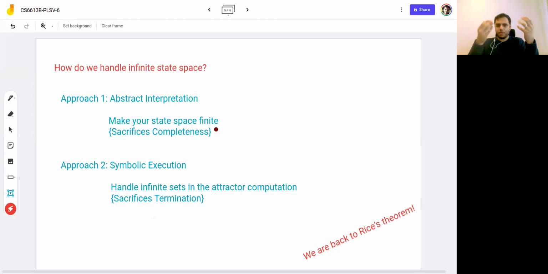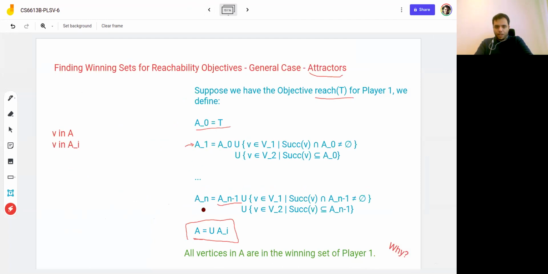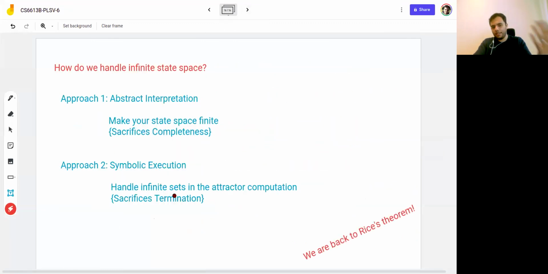The second approach, which doesn't do this, is to handle infinite sets. We were computing these sets, A0, A1, A2, and so on. Instead of concretely computing every item in these sets, we can define each of these sets by some symbolic computation. For example, I can say that A1 is the set of all states where I'm at line 5 of the code, and also these logical constraints are satisfied. Based on that, I can symbolically compute A2, and based on that, A3 and so on. Now, the problem with this is that the process never ends. Again, you're doing an approximation, with n iterations, so this one is sacrificing termination.